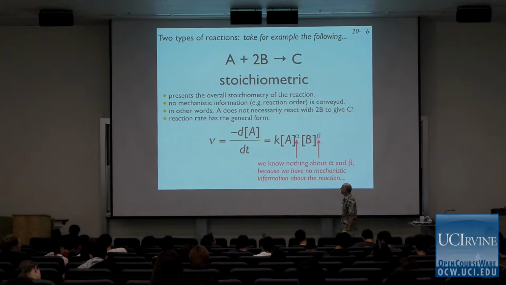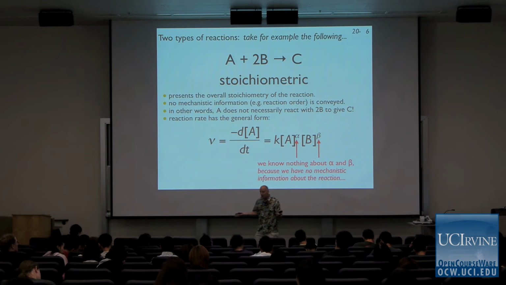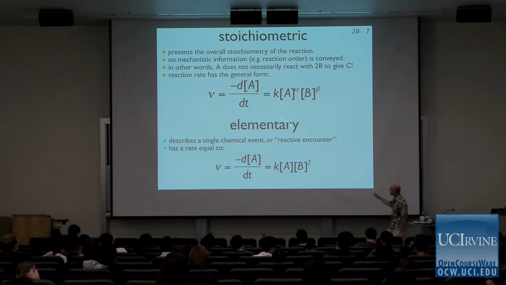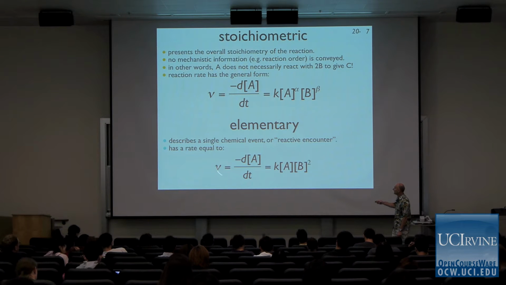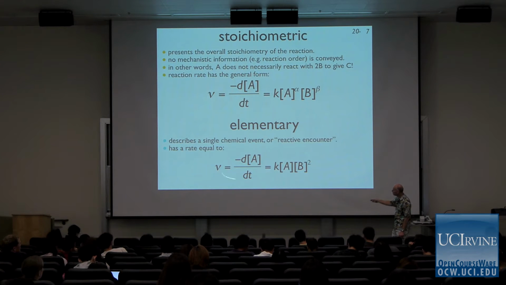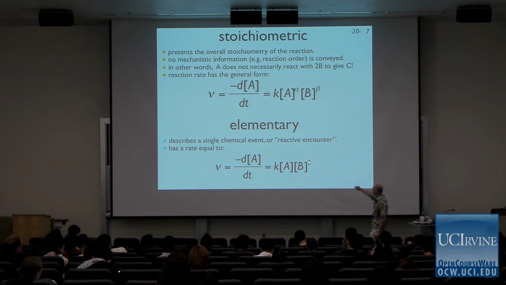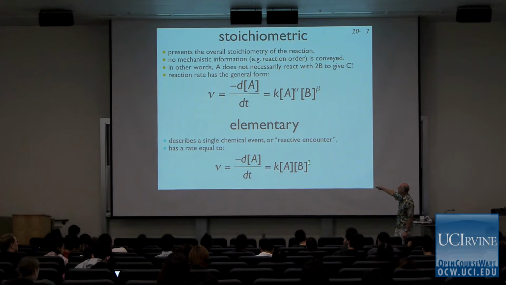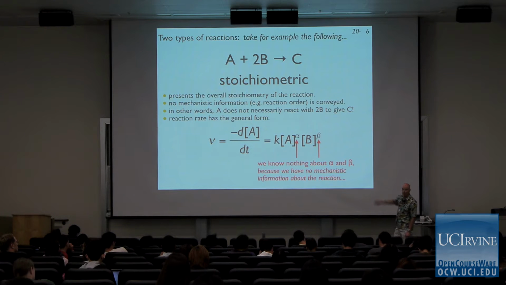Now, you can't tell by looking at this reaction whether it's stoichiometric or elementary. You have to be told. You can't tell just by looking at it. It's another important thing to know about. Elementary reactions describe a single chemical event or reactive encounter. If this was an elementary reaction instead of a stoichiometric reaction, we could write this rate law just by looking at the reaction. These exponents here are going to correspond to the stoichiometric coefficients for the reactants. So if we know it's an elementary reaction, we can write down the differential rate law right away just by looking at it.